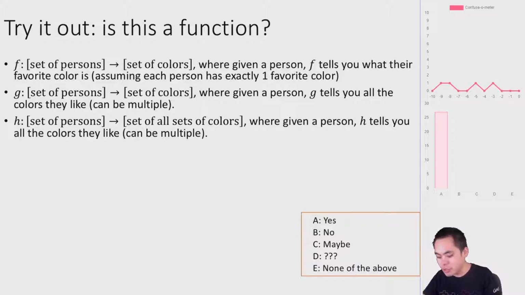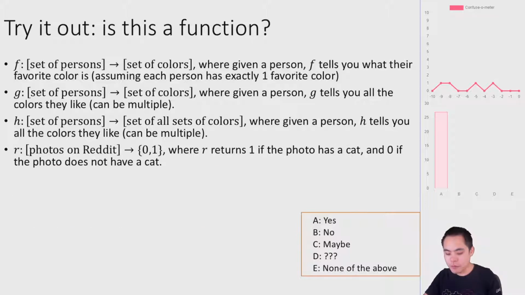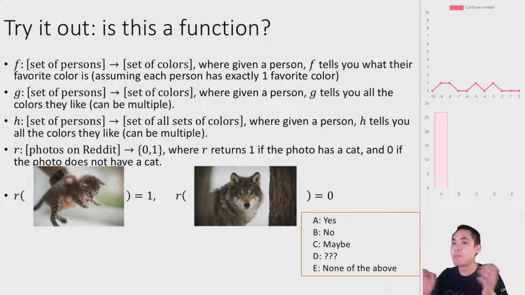Let's go ahead and give a couple more. So let's say we have photos on Reddit that map to a value that's either 0 or 1, which returns a 1 if the photo has a cat, and returns a 0 if the photo does not have a cat. So is this a function? We're starting from the set of photos on Reddit, and we're returning the set of 0 and 1.